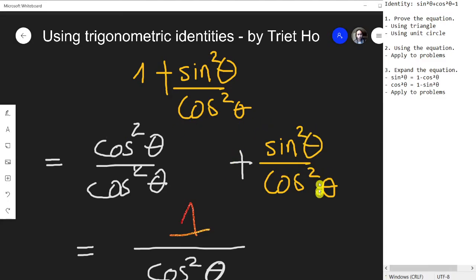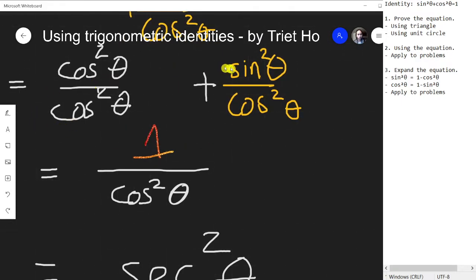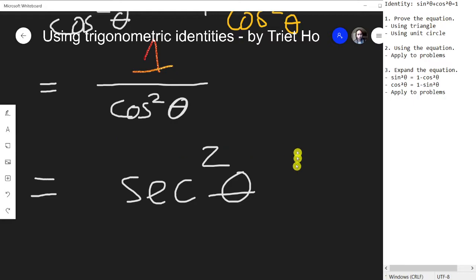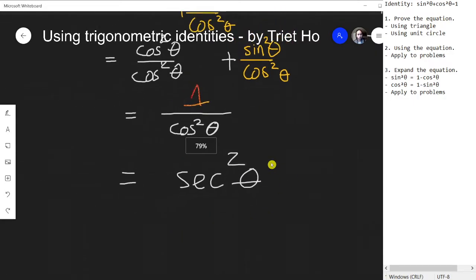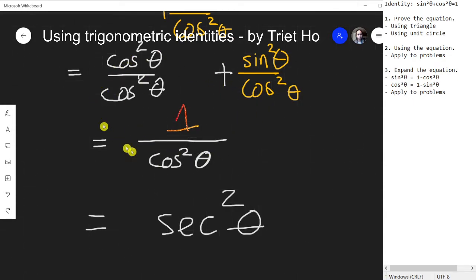And plus sine squared theta over cosine squared theta, keep it the same. Then we know that sine squared theta plus cosine squared theta is equal to 1. So that's why I put 1 over here, and the denominator is the same. And it simplifies to secant squared theta. So this is how we apply the identity to our problem.